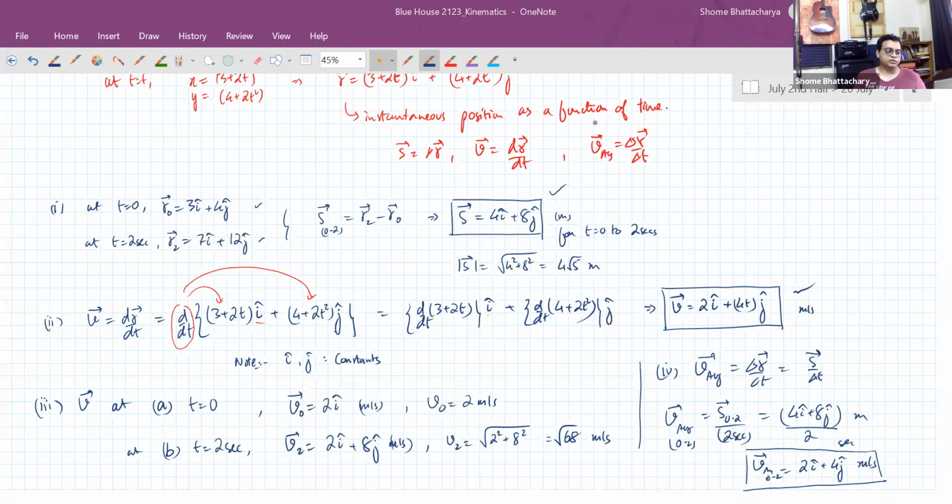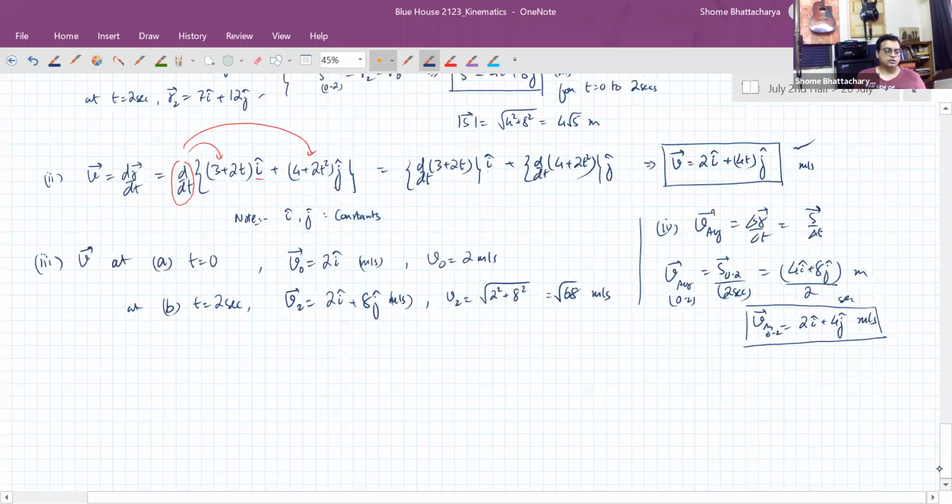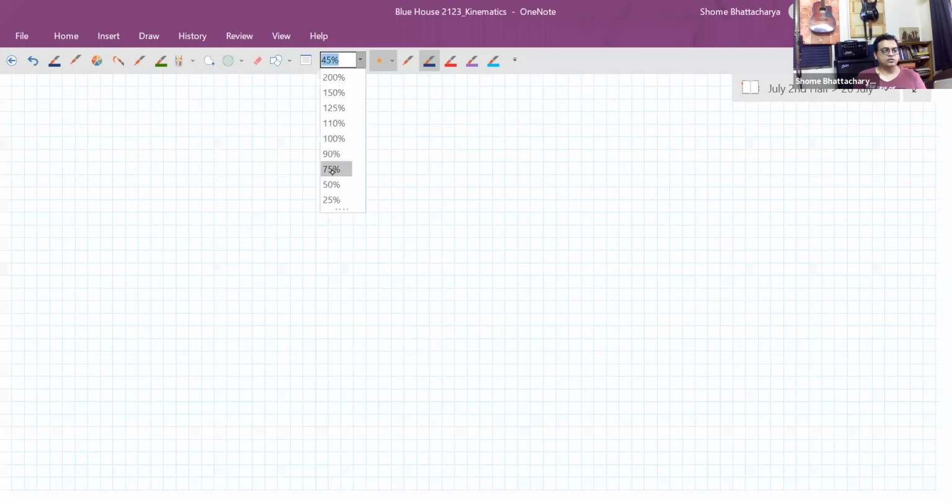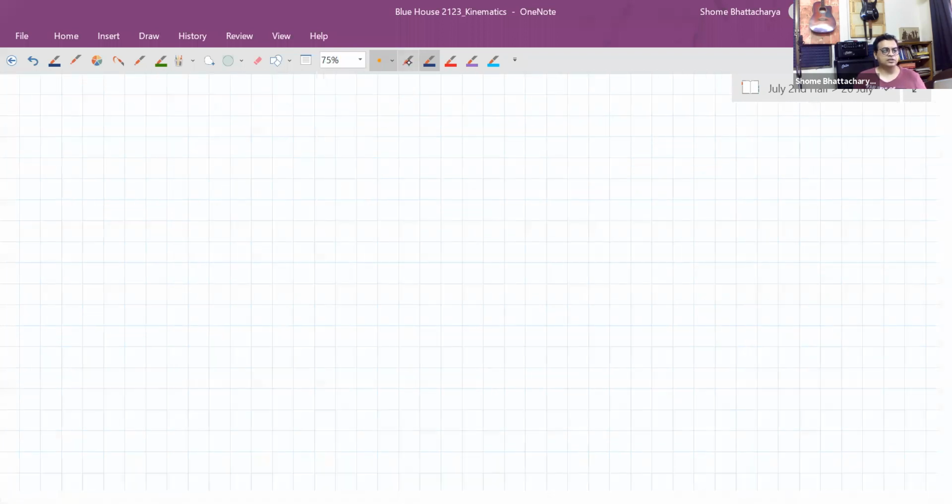Okay, so very good. Hope this is fully clear to all of you. So now we move on to the last definition of among these vector parameters, and that is, as you might have guessed, acceleration.